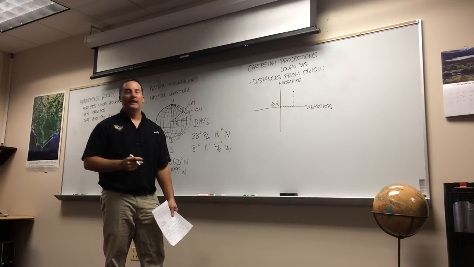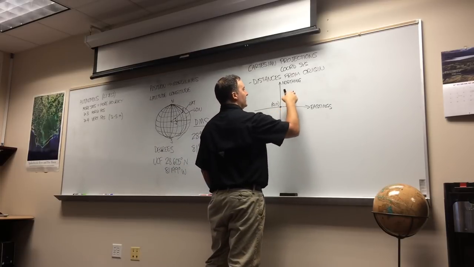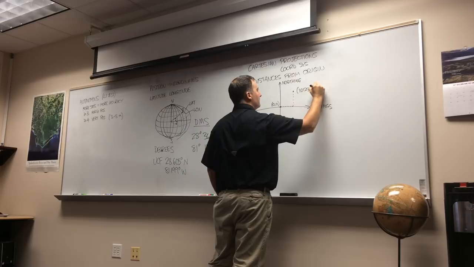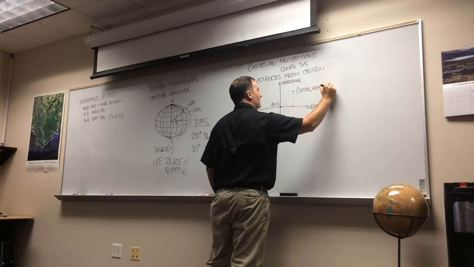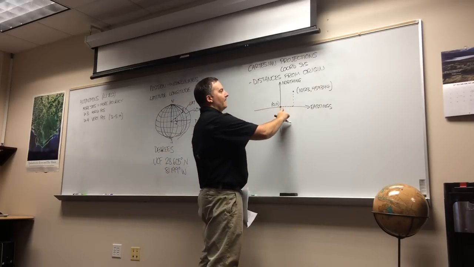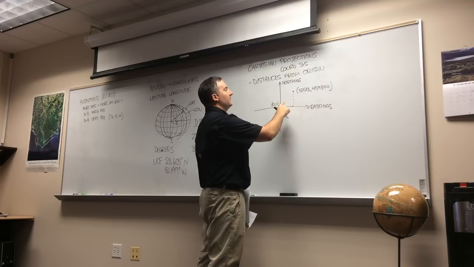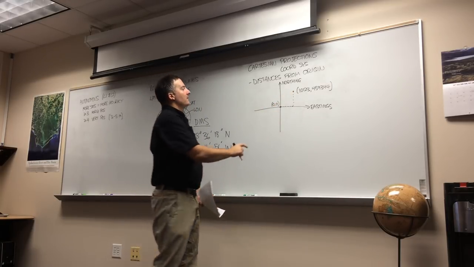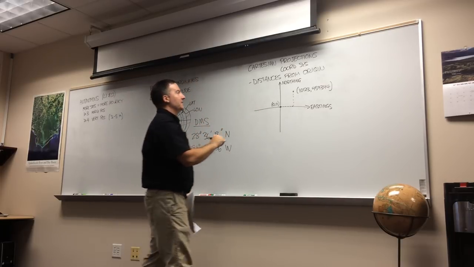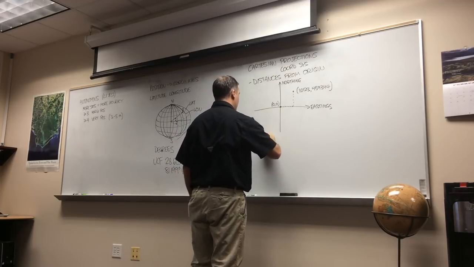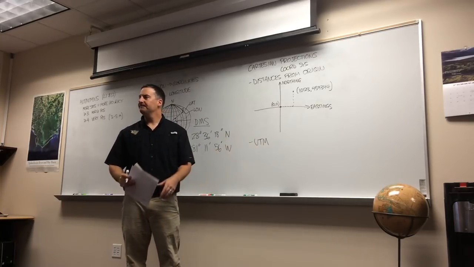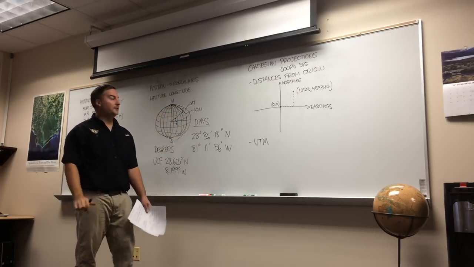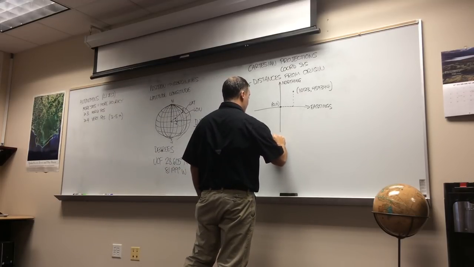So the origin is 0, 0, and each coordinate system has its own origin. So this coordinate might be at 10,123 meters north of the origin and 459,344 meters east of the origin. So there are many, many types of Cartesian projection systems. The Universal Transverse Mercator, or UTM, is one. That one divides the Earth into sort of stripes going from north to south called UTM zones. And each UTM zone has an origin.